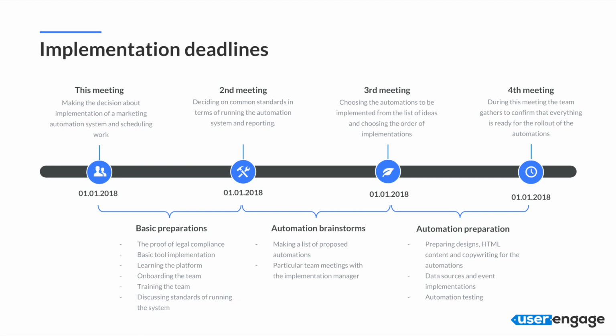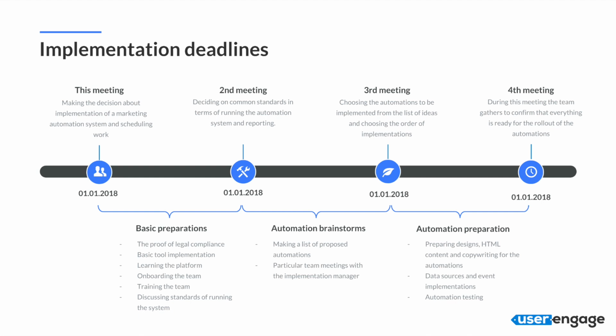My suggestion is to always pick those automations that are easy to implement, those that do not require adding additional events, user attributes, some additional tracking functionalities, or complex landing pages or email templates. The goal of this initial implementation is to get the system working for you as quickly as possible. Once you finish the third meeting, you will be able to move to the automation preparation phase.